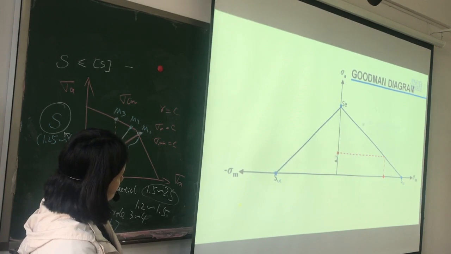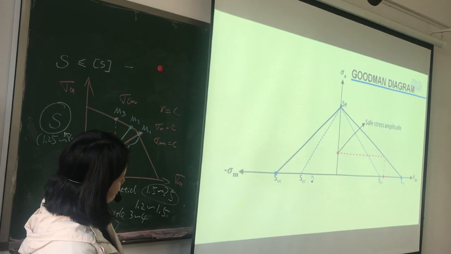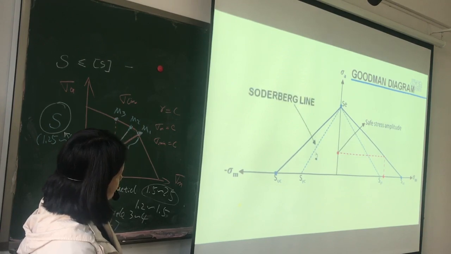Similar analysis can be done considering safe limit of amplitude 0 condition as yield strength of material. This is known as Soderberg diagram. Generally, Goodman analysis is the most preferred one.